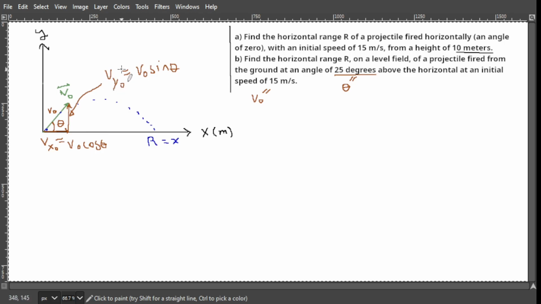SOHCAHTOA. If you're not familiar with those rules, or you've gotten rusty on them, you could just go back and look at your trigonometry book. Alright, so I've resolved my initial velocity vector into its x and y components.